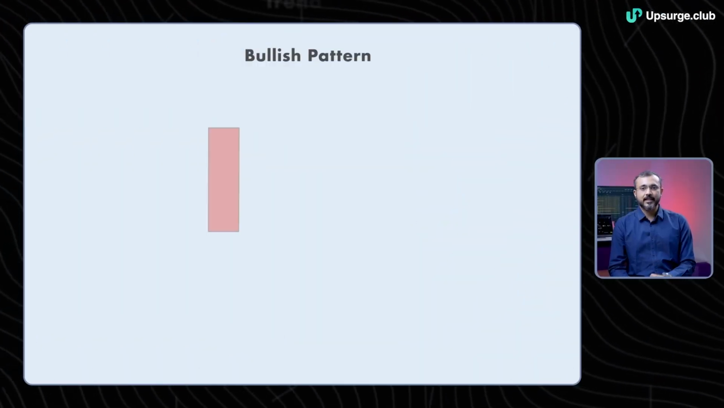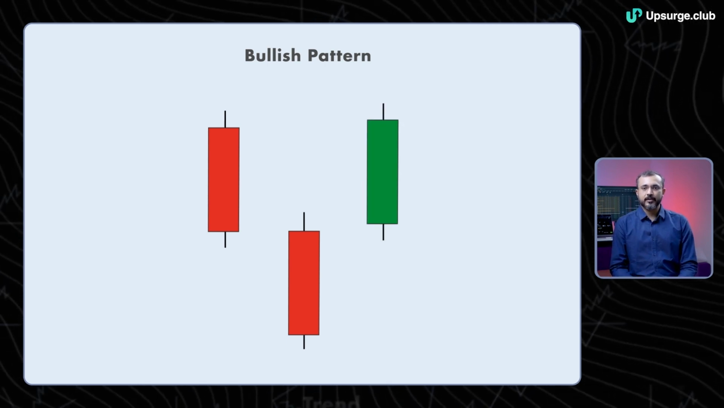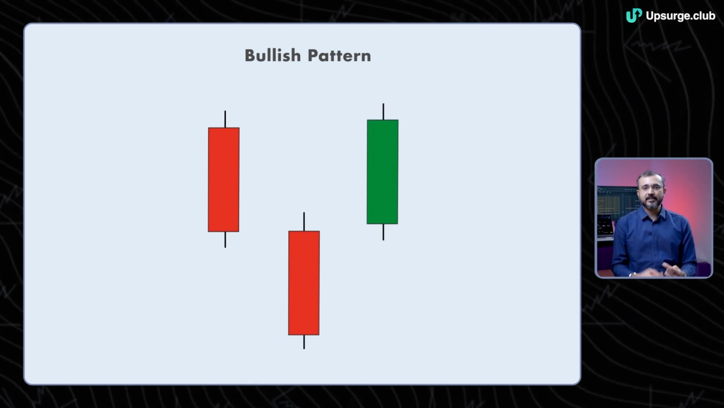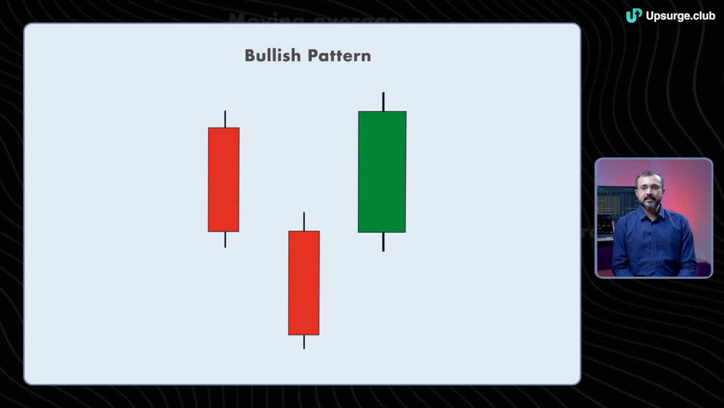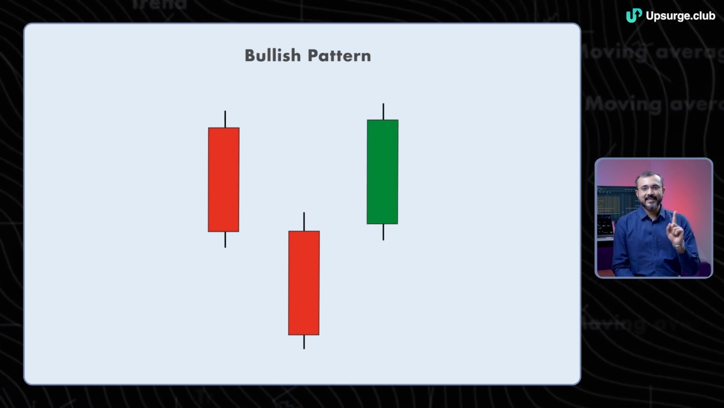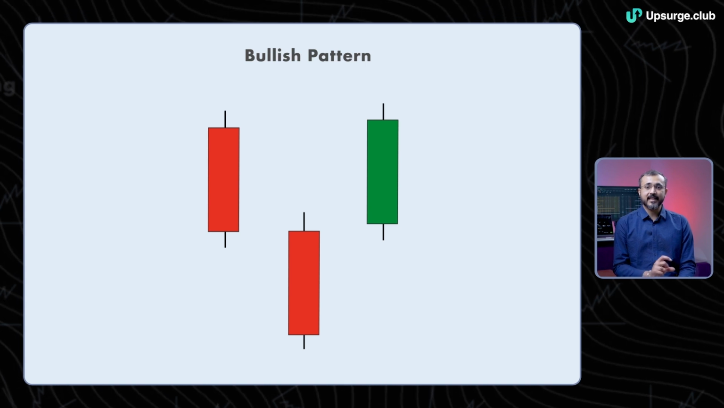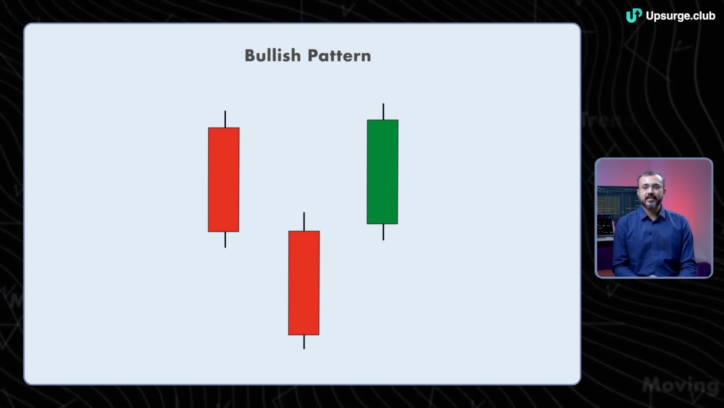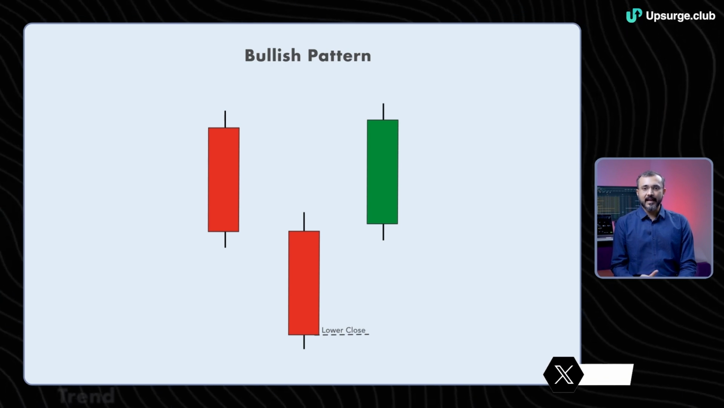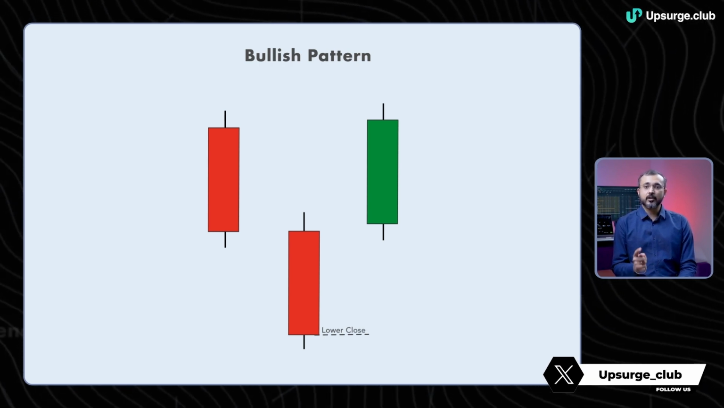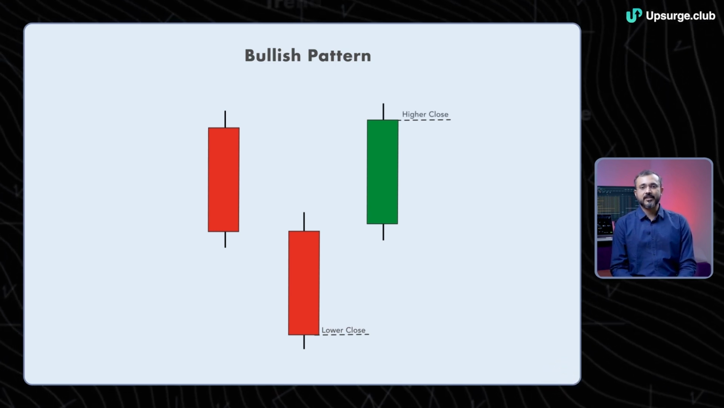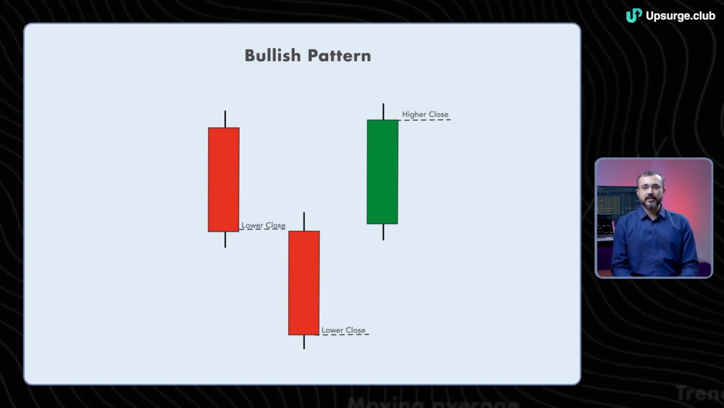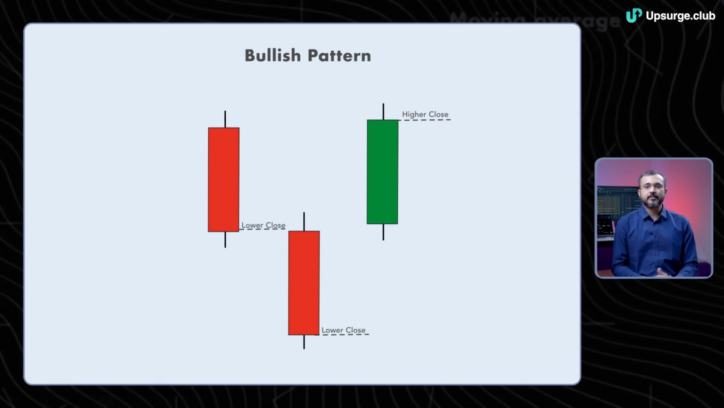So market structure low is a bullish formation and it's a 3-candle pattern. How does it get formed? It needs 2 bearish candles and 1 bullish candle. The first candle is a bearish candle, the next candle is also a bearish candle and it is forming a lower close. The third candle is a bullish candle which will close above the previous open, the second candle's open. So 2 lower closes and 1 higher close. This is known as market structure low.